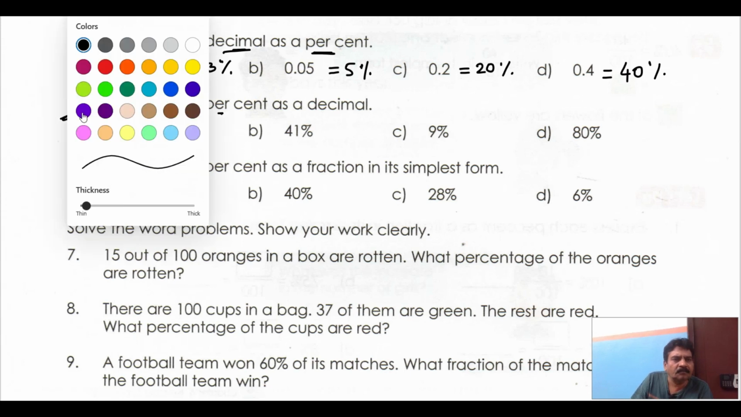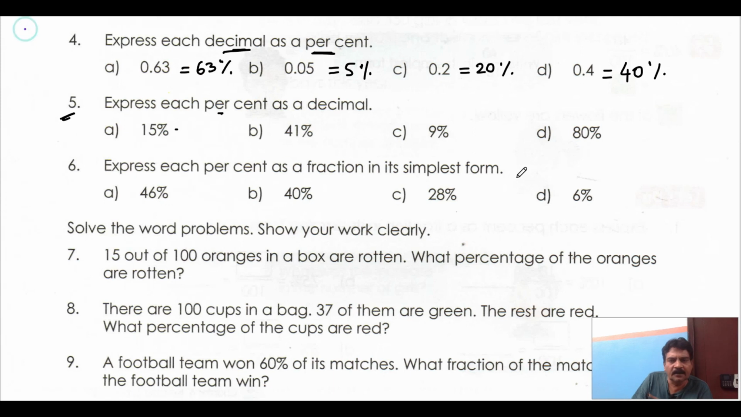15%, right? See here, 15%. 15% means what? 15 out of 100. When there are two zeros, by default the decimal is always here at the end. So you have to move towards the left the number of zeros you have in the denominator. That is, you move this right before two digits, that is, it becomes 0.15.